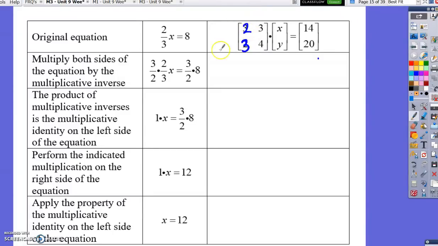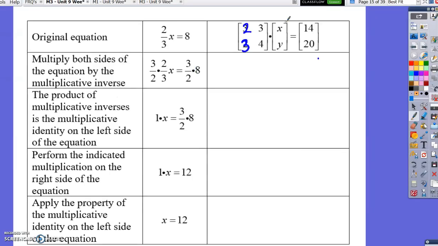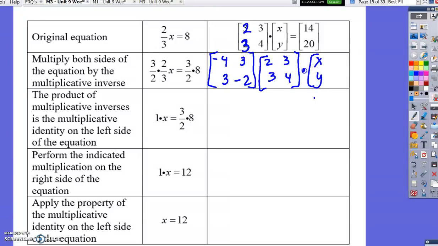Okay. So the first thing we're going to do is multiply this by its inverse. Now we just found the inverse right here. So we're going to multiply -4, 3, 3, and -2, that's our inverse matrix, by our current matrix. But if we do that on one side, we have to do it on the other. We're going to have to put it in front, otherwise we will not be able to do the matrix multiplication.